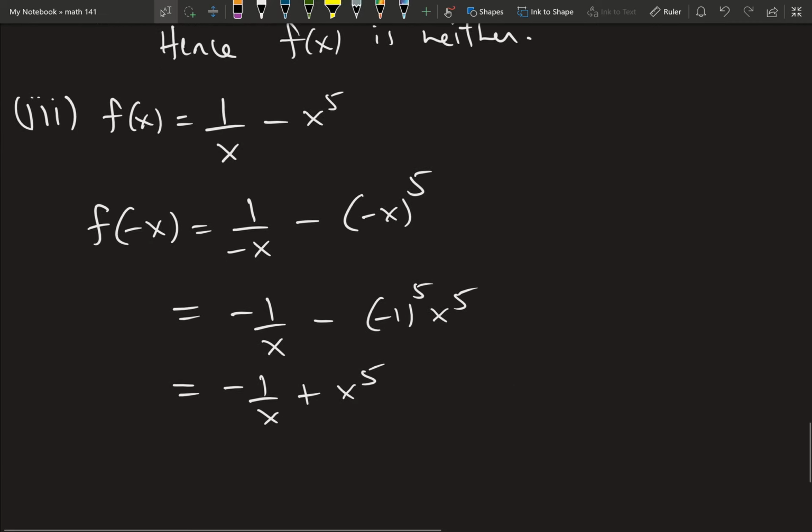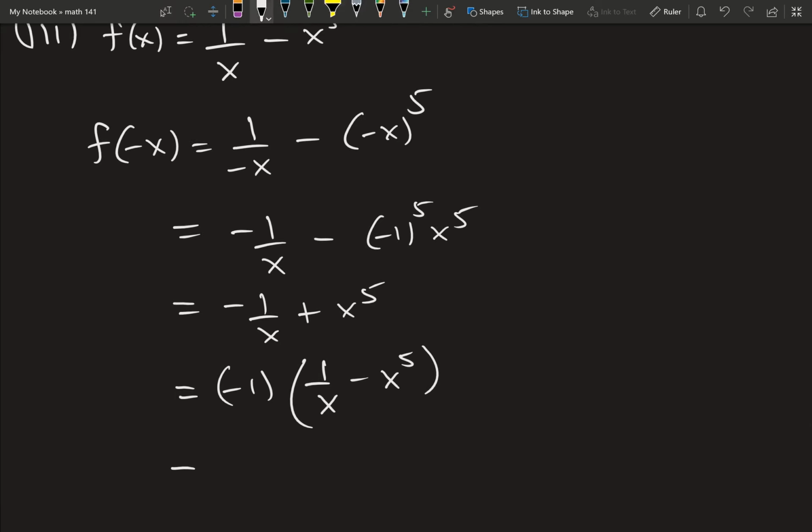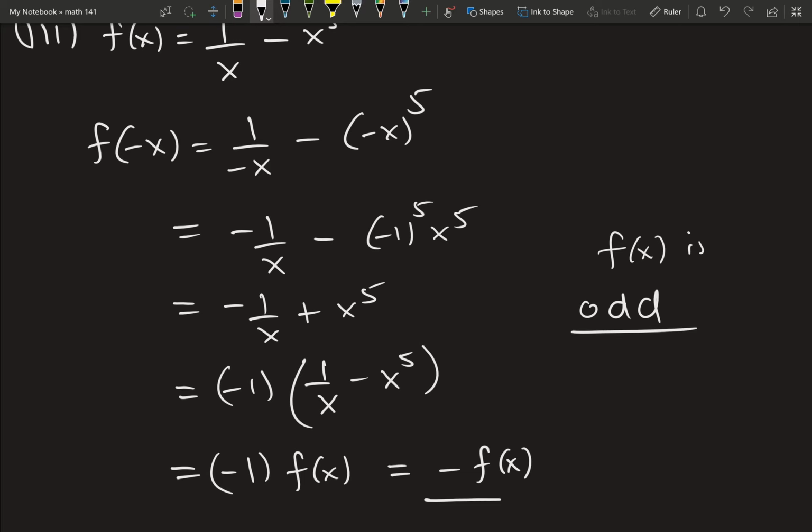Now notice that this is actually equal to negative 1 times 1 over x minus x to the fifth. If you distribute this negative sign, you would get exactly what we had previously, and that is negative 1 times f of x, i.e. negative f of x. So we started with f of negative x, we ended up with the negative of the original function, hence f of x is odd. So it's symmetric about the origin.